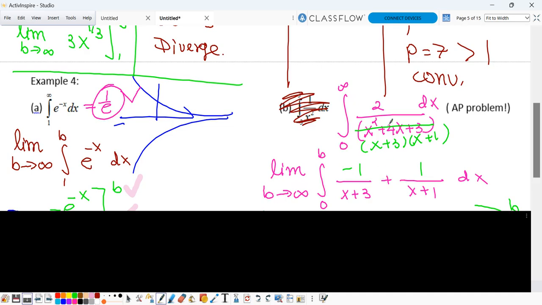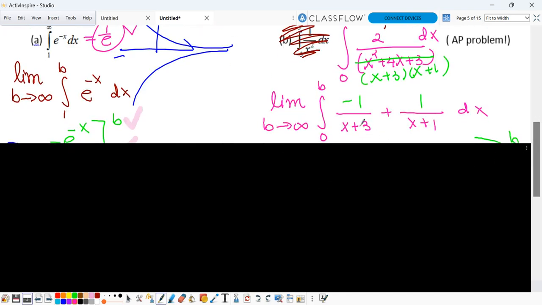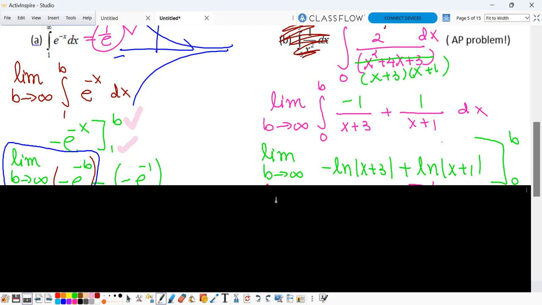The second point you earn by breaking it into two with PFD, which is negative 1 over x plus 3. You can use the finger method and find those coefficients. Now, the third point is evaluating this integral, which is negative ln x plus 3 plus ln x plus 1.